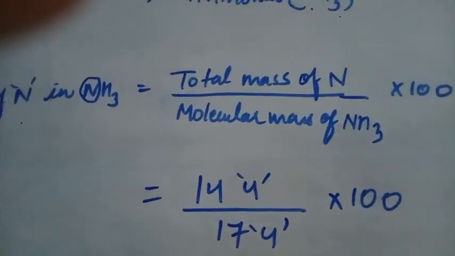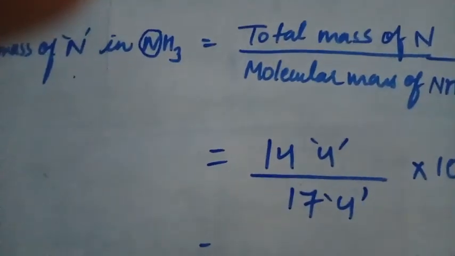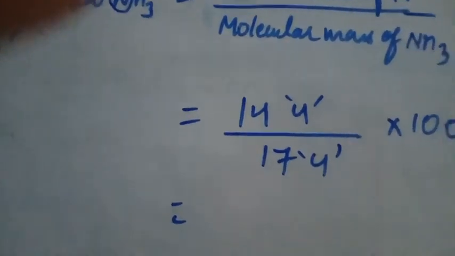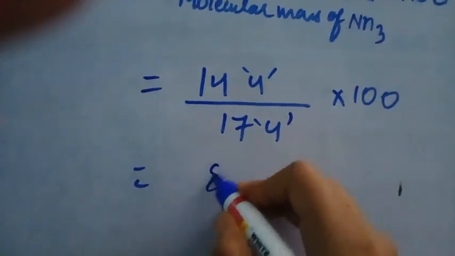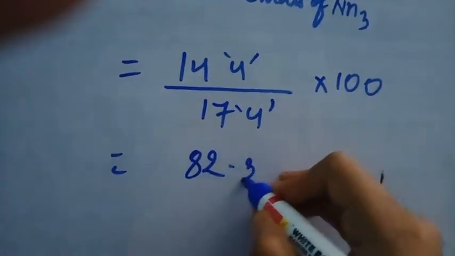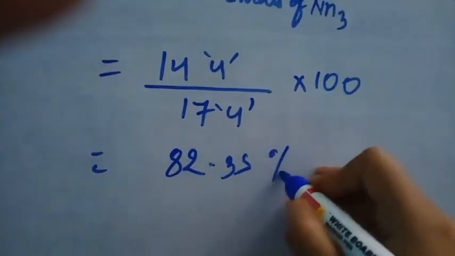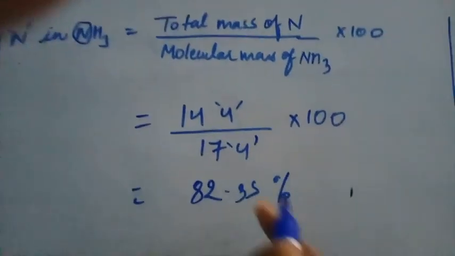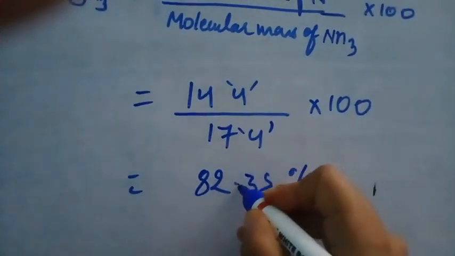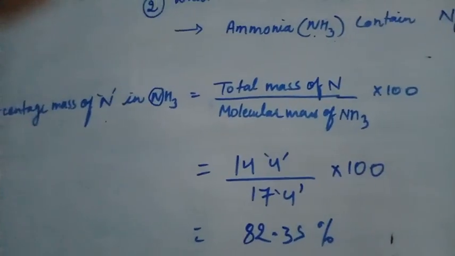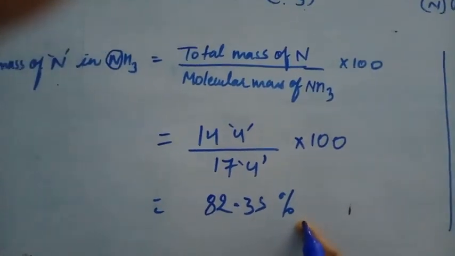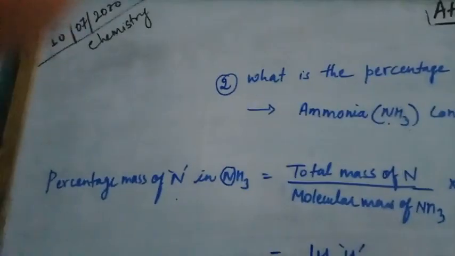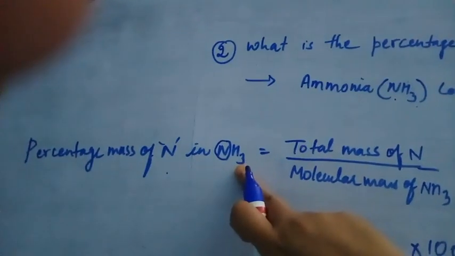So from that we will calculate here. So how much we will get? If you calculate, we will get 82.35%. So now we know that the percentage mass is 82.35% of nitrogen present in the compound ammonia.